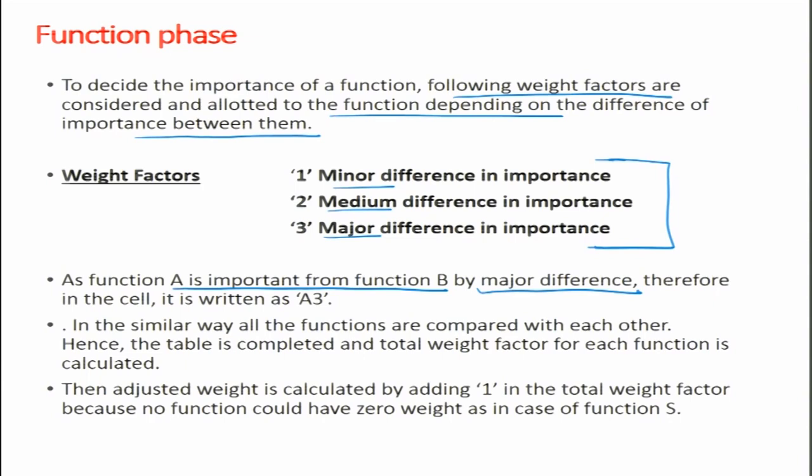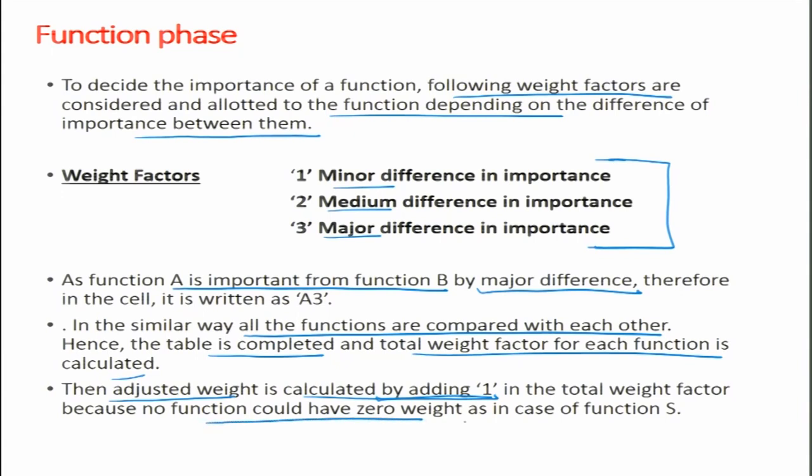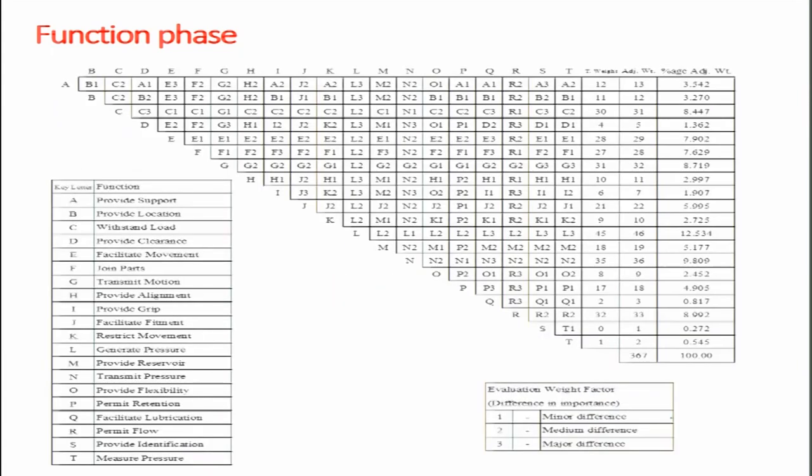In a similar way, all the functions are compared with each other. Hence, the table is completed and the total weight factor of each function is calculated. Then the adjusted weight is calculated by adding 1. Why do we do this? Because in the total weight factor, no function could have 0 weight, as in the case of function S. Let us see the numerical comparison sheet. Okay, this is the numerical comparison sheet.